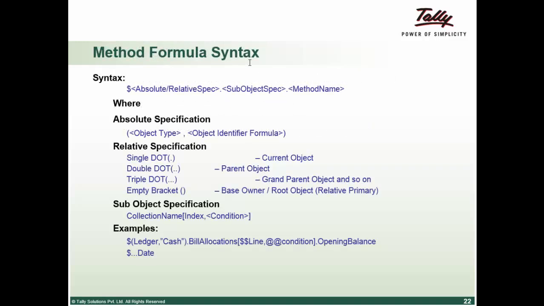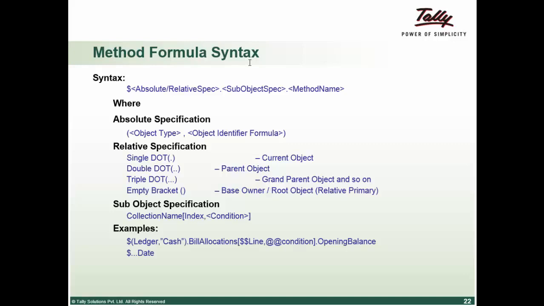So these are some method formula syntax. In the syntax, it's dollar, absolute or relative path, dot sub object specification, dot sub object specification, dot method. So depending on what method value you want, the dotted notation will continue. When it comes to absolute specification, or we can also say directly calling a different primary object, it opens with a rounded bracket, object type, that could be stock item, ledger, stock group, comma, object identifier formula.